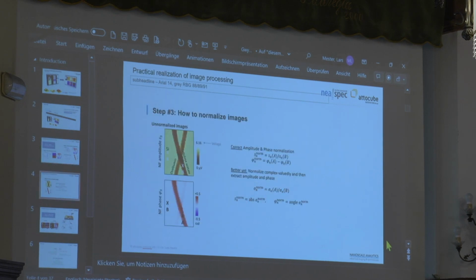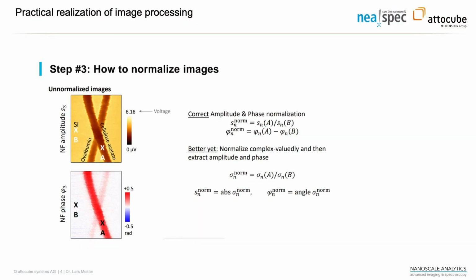Let's go to the next topic, how to normalize images. And here it starts to become a little bit tricky with Gwyddion, because what Martin said, you should always normalize, or you should generally calculate with complex values, which is not possible in Gwyddion. Here we get along luckily. We can circumvent this, because if you write down the expressions you find to normalize, you just have to divide the amplitudes, and you have to subtract the phases. So it's all real values. In this case, we can still do it with Gwyddion.